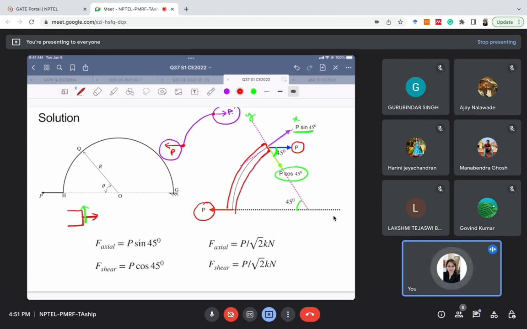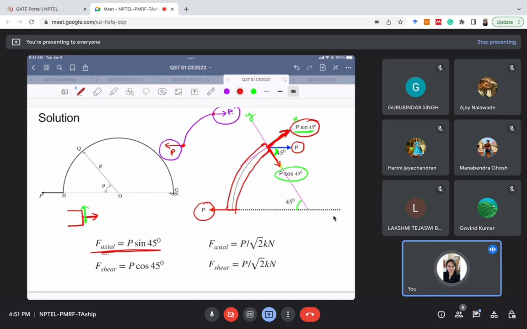So we are asked the value of shear force and axial force. So what will be the shear force? Shear force is the force which is along the surface. So what force is along the surface now? This force, right? This is along the surface, and the value is P cos theta. This force is perpendicular to the surface, and the value is P sin theta here. So what we were asked are these values only. So we were asked what is the value of axial force. You can tell which one is the axial force, right?